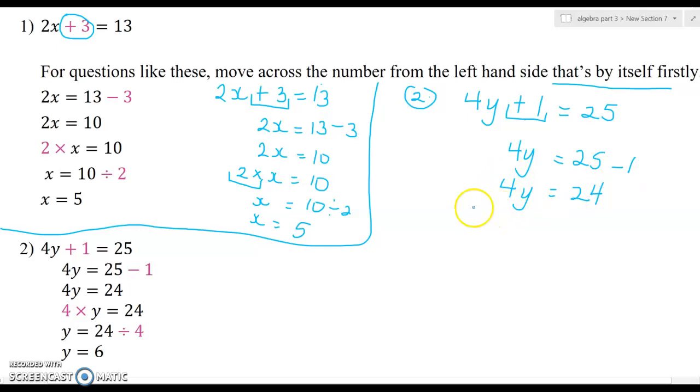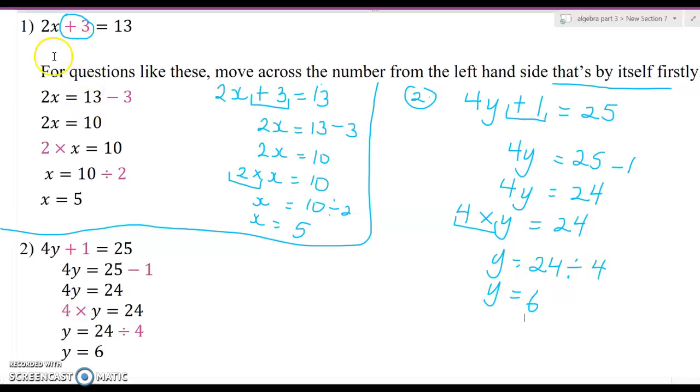Now remember, 4y is the same as 4 multiplied by y, and that's equal to 24. So y is equal to 24 put back. Opposite of multiplying by 4 is division by 4. So we get y is equal to 6. Right? And you can see here for number 1 and number 2, I would have highlighted a certain piece as we carry them across. Right?